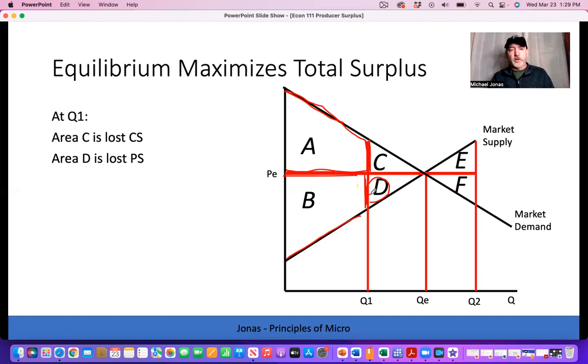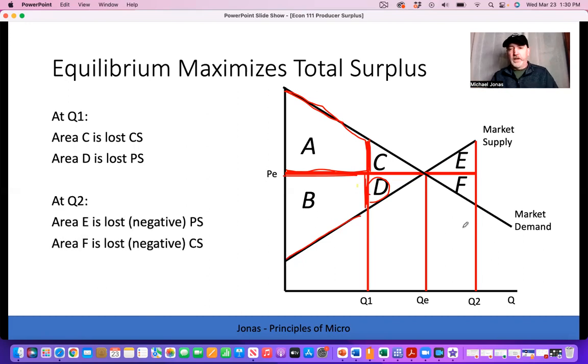The one that's a little bit trickier to see is, and I don't say never, but it happens much less frequently. What if some intervention, some policy occurs that forces a market to produce and sell a quantity greater than equilibrium? And here, it doesn't matter what the price level is, but just imagine it stays at that equilibrium. We actually end up having negative surplus values, right? So think about what area E represents here.